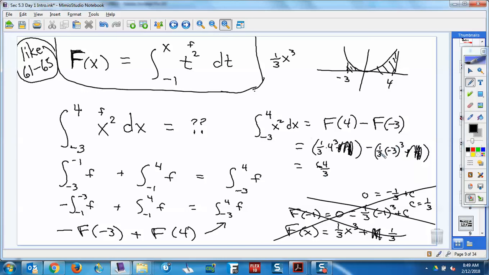This would be -27/3, which would be -9, so this would be +9. Well, I better leave it 27/3. Add those together, what is that, 91/3? Did I do that right? 91/3, 30 1/3. Try it on your calculator. Do this interval right here. See if that comes out.